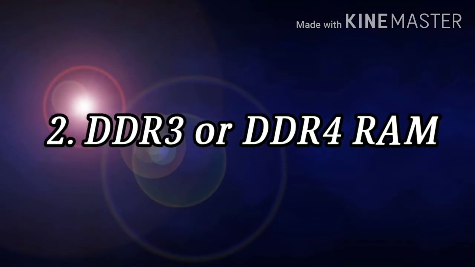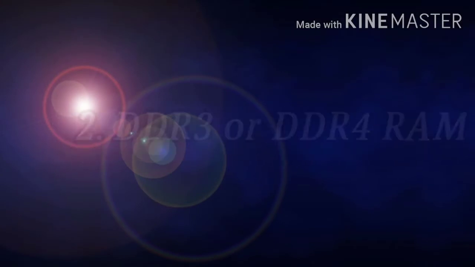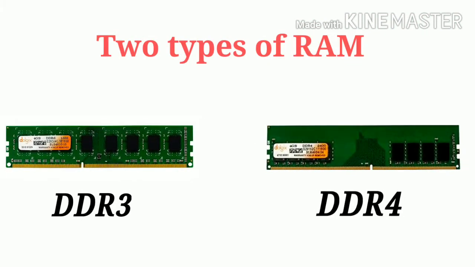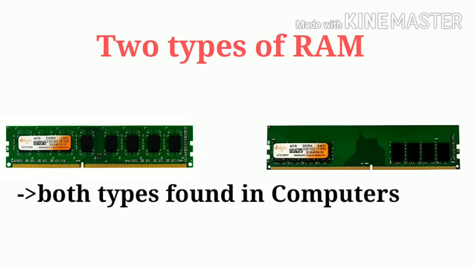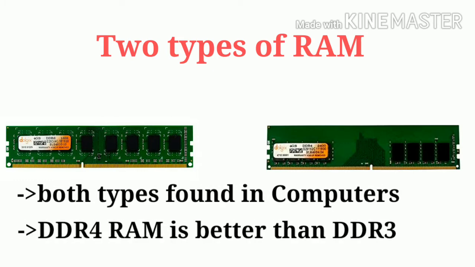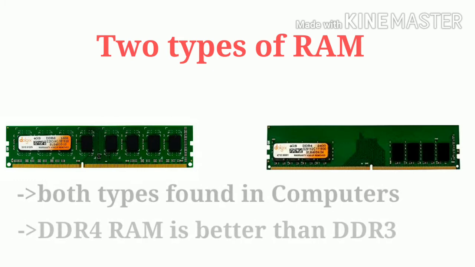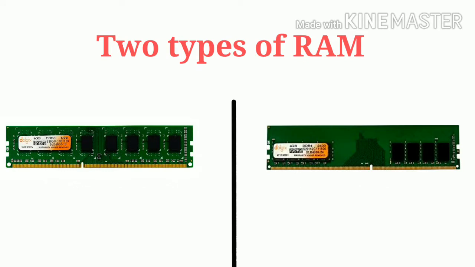Okay guys, so let's go to the second topic, DDR3 or DDR4 RAM. Guys, we have two types of RAMs, DDR3 and DDR4. Both these types of RAMs can be found in computers nowadays, but DDR4 RAM is much more advanced and better than DDR3 RAM. Now I will do a comparative study and tell you which RAM is better and why. Okay guys, so let's start.